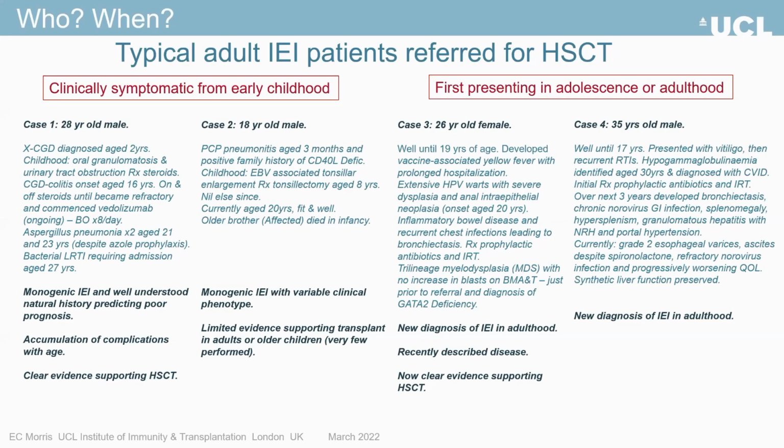He's not got an associated monogenic cause of his CVID. To this day, there remains a lack of evidence supporting transplant in adults with complex CVID, and trials are required. So I'm going to finish there with that flavour of the sort of patients that we have to make transplant decisions on.